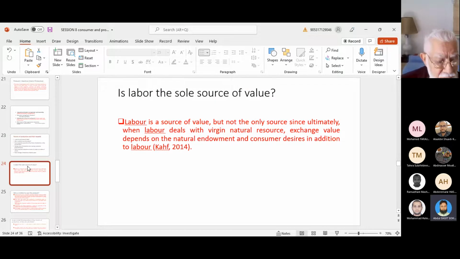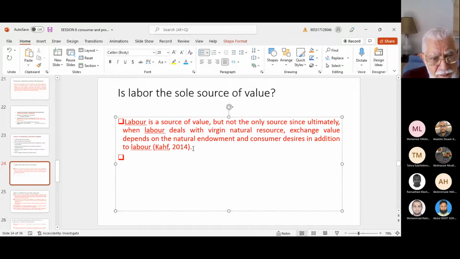Is labor the sole source of value? Labor is a source of value but not the only source, since ultimately when labor deals with virgin natural resources, exchange value depends on the natural endowments and consumer desires in addition to the labor. So the idea is, do we believe like Karl Marx that labor is the only source of value? Or do we also argue that property, capital, ownership is also a source of value?